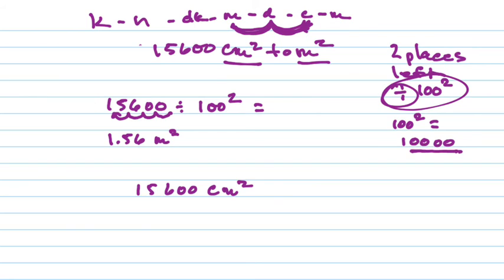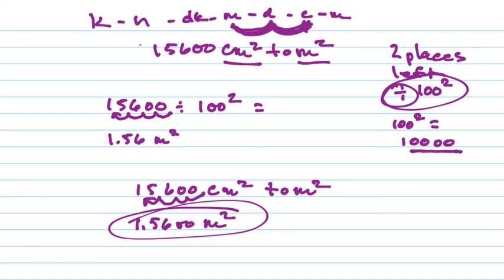50,600 centimeters squared to meters squared. From centimeters to meters, that's 2 places to the left. But because I'm doing square, I won't move it 2 places to the left, but 4 places to the left. And there's my answer. So again, all you have to do is move the decimal.